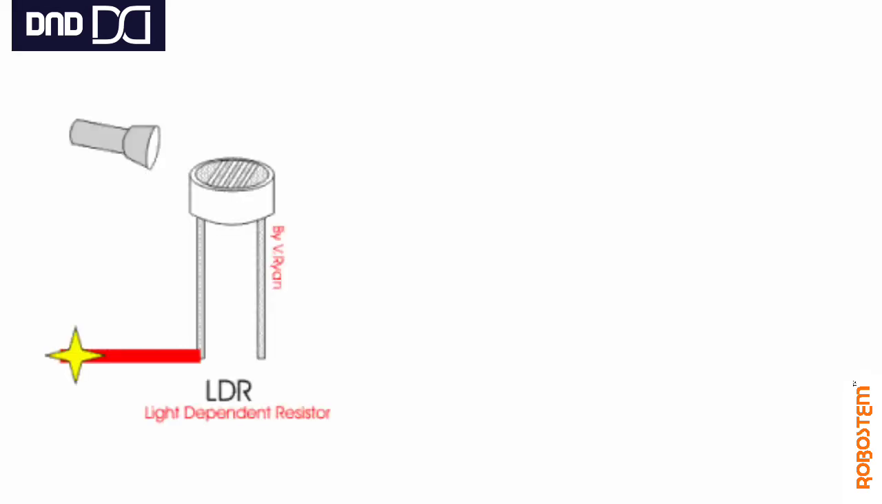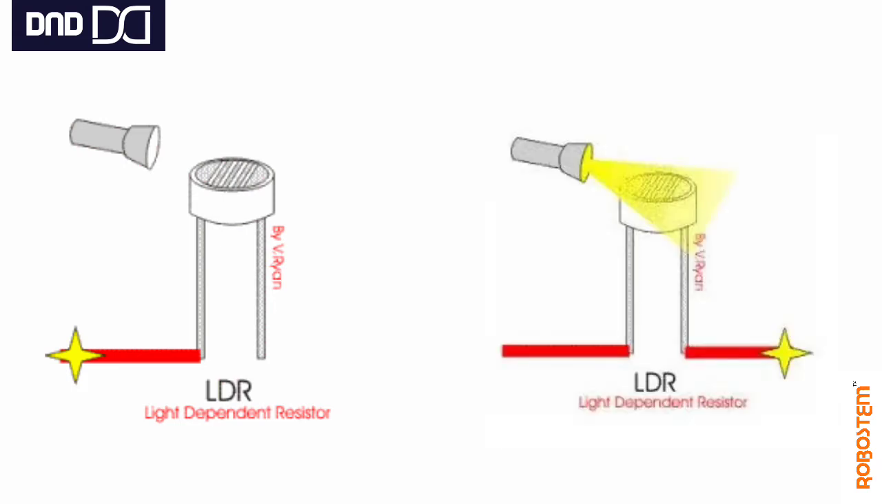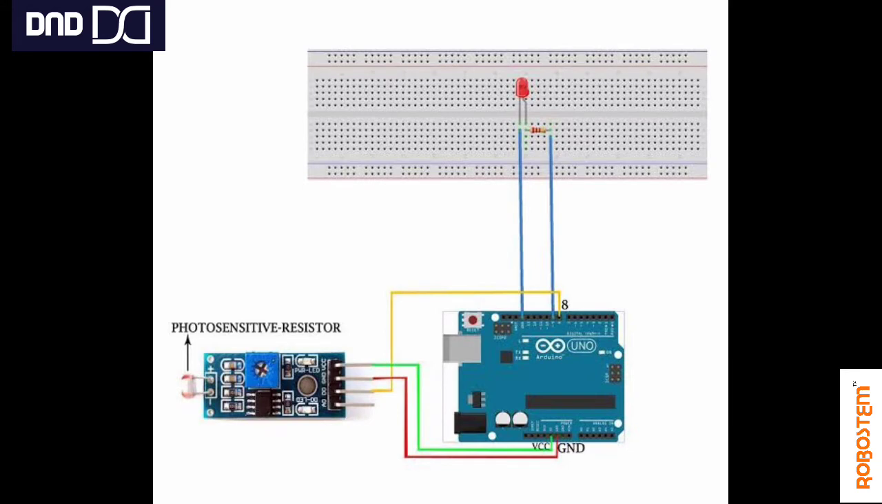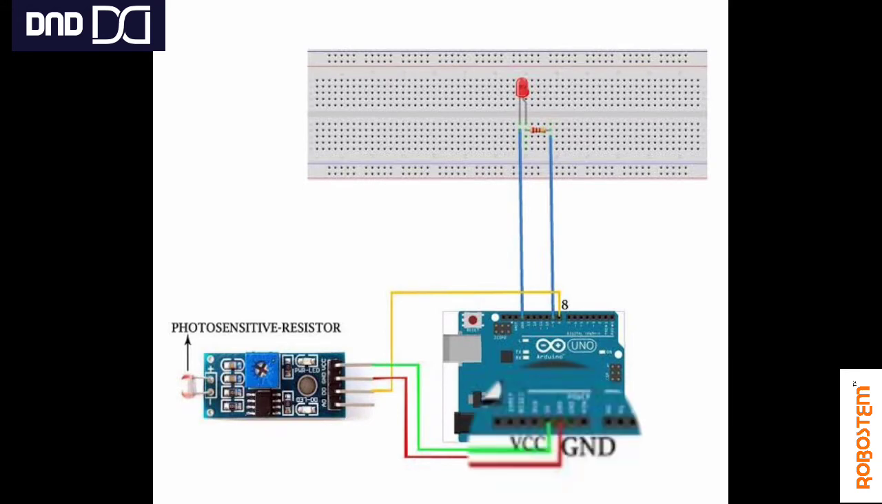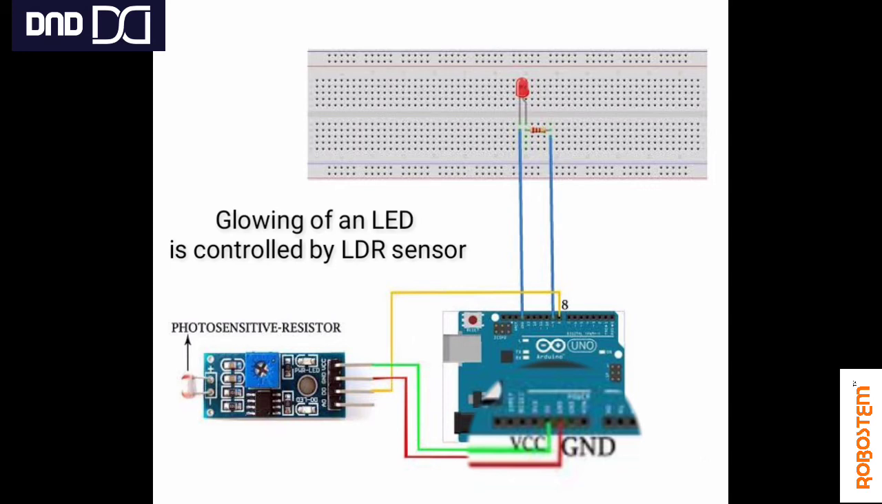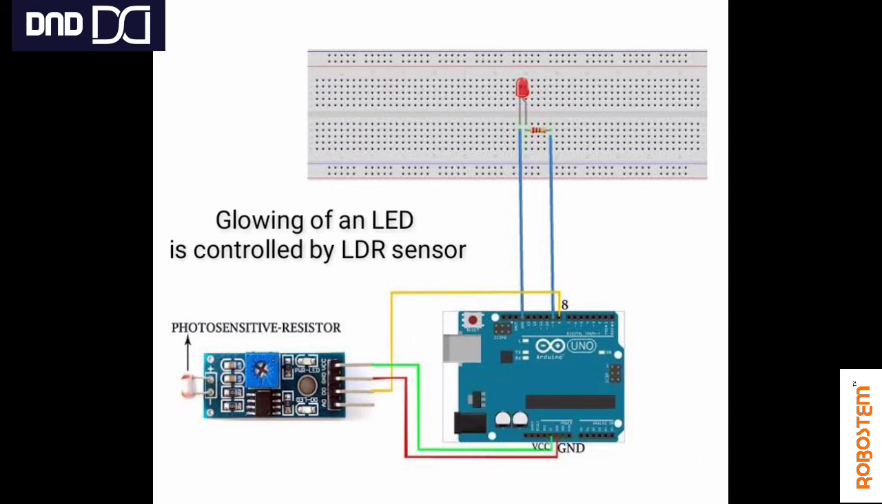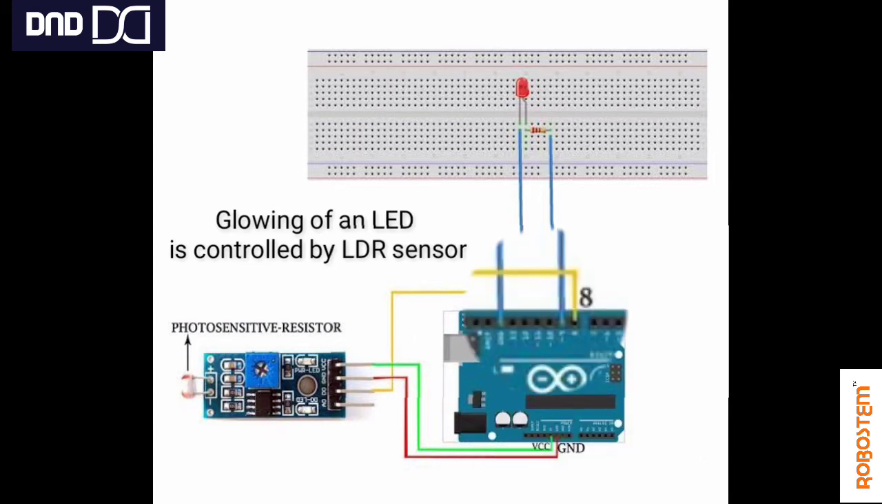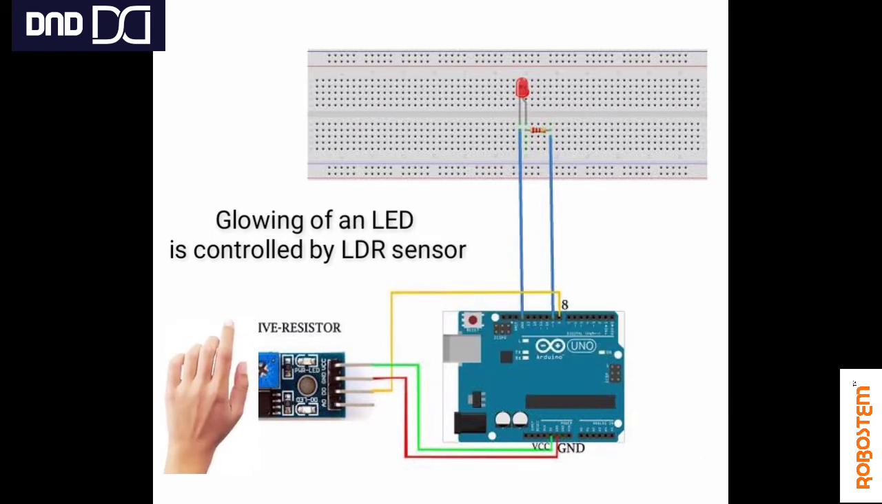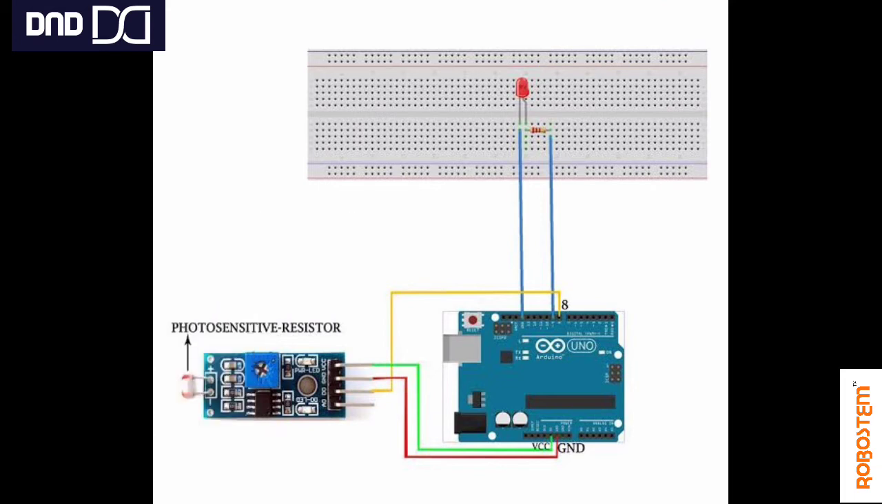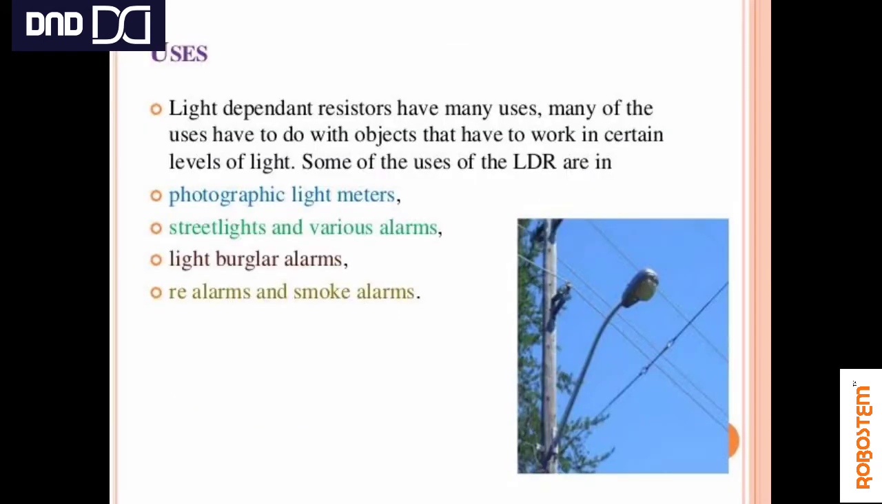When there is no light, there is no flow of electricity. As soon as light falls on this sensing part, current will start flowing in the circuit depending upon the intensity of the light falling on the surface. Here you can see a simple circuit where we are using the LDR sensor in digital format to glow an LED. VCC, GND, and the output pin is connected to pin number 8. When you cover the LDR sensor and create darkness, the LED will be on, and if you remove your hand, the LED will automatically be off. This is a sample example.